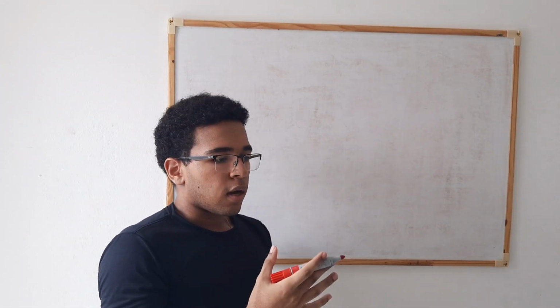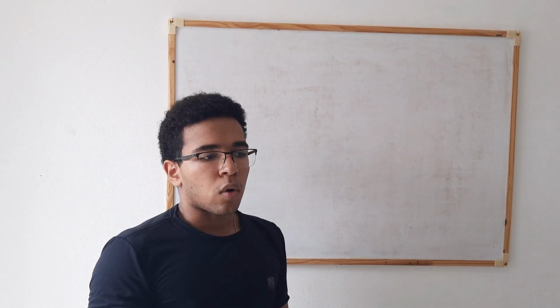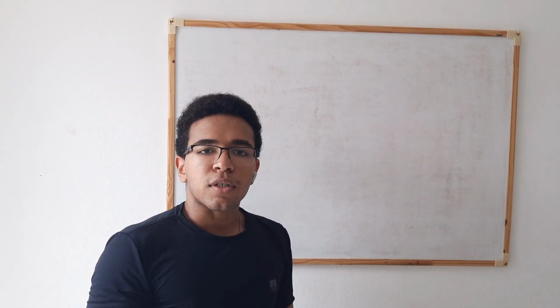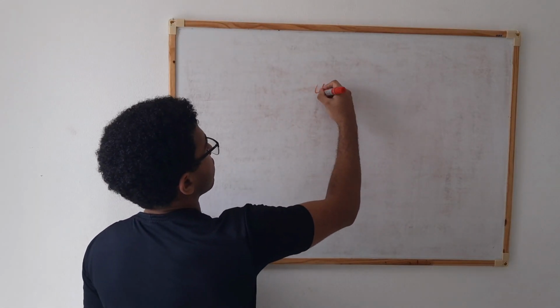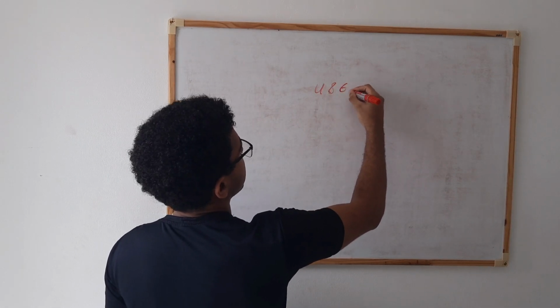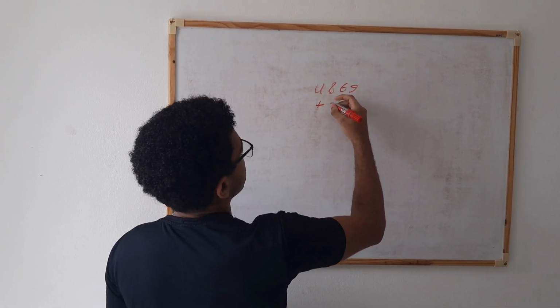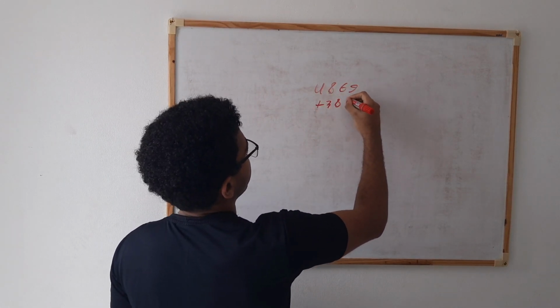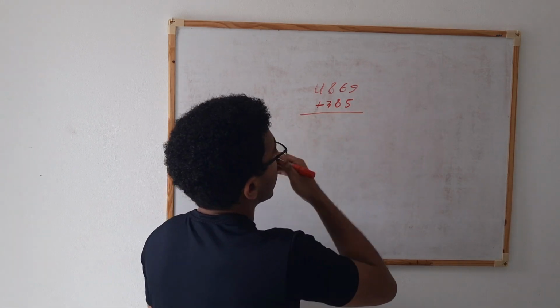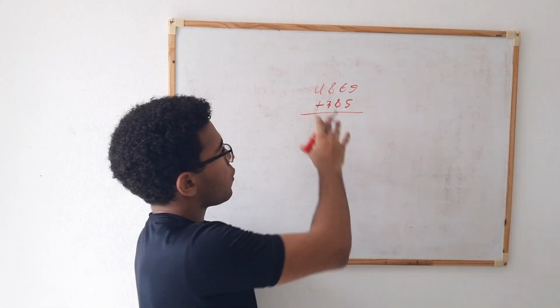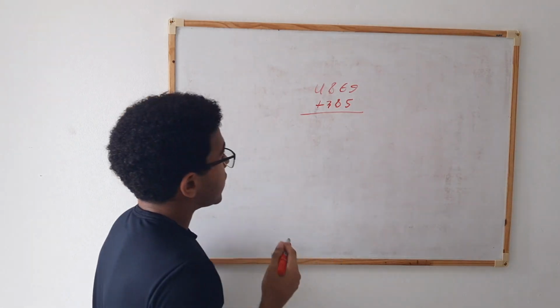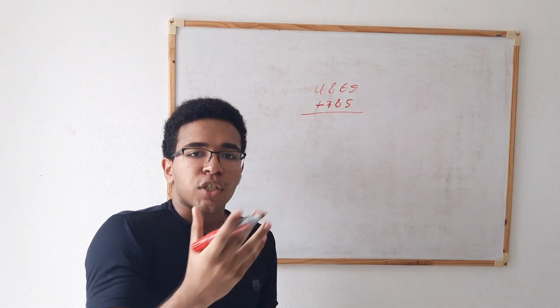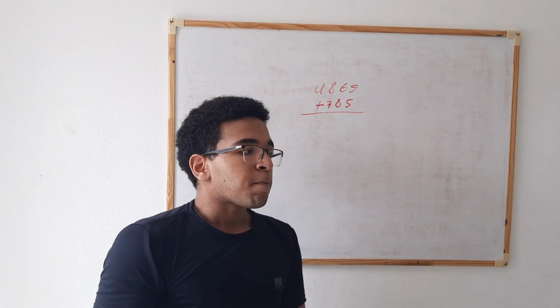Operations with one-order numbers, so with only one-digit numbers, are a lot easier than when we have, let's say, 4869 plus 385. Okay? Now, a lot of people know how to solve this. If you put this on paper, it is really easy to solve this. But I want to understand the logic behind it, right?